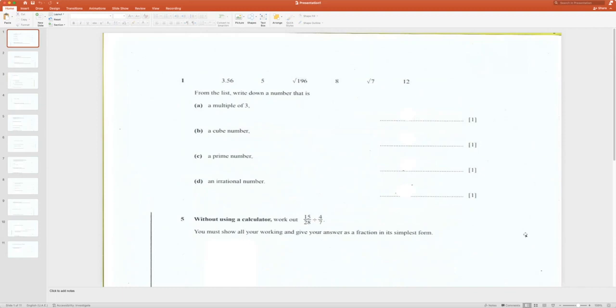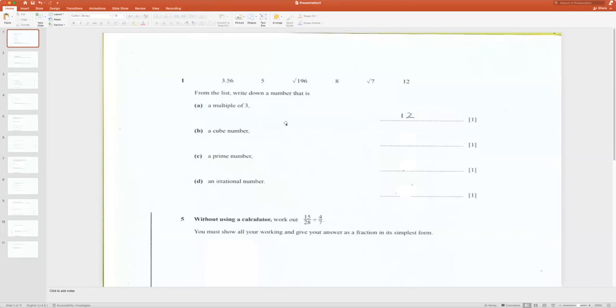Let's do these. From the list, write down a number that is a multiple of 3. So now we know the multiples. For multiples, we can use the 3 times table, 4 times table, like that. A multiple of 3 means the 3 times table. So we know this value, 12. It is 3 times 4. So the answer is 12.